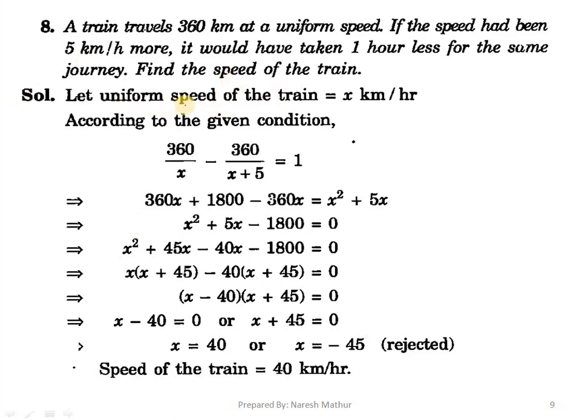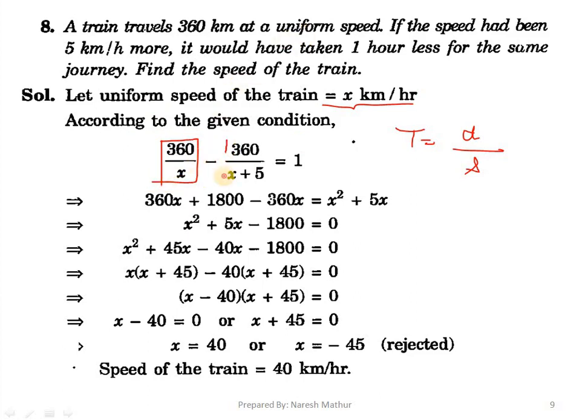Let the speed of the train be x km per hour. Now what is the time? Time equals distance upon speed. So the distance is 360 km and the usual, uniform speed is x, so the time is 360 upon x. This is the usual time taken by the train. This is one time slot.